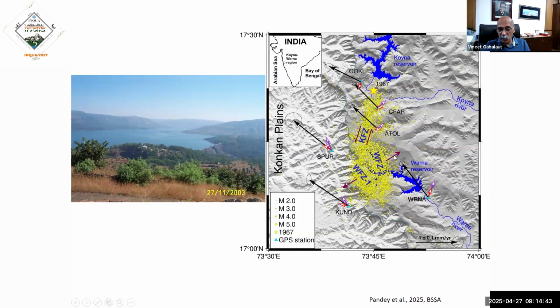This is the Koyna reservoir here. This is the Warna reservoir here, and all these earthquakes are small magnitude earthquakes. And there was a strong magnitude earthquake here in 1967, which is considered to be reservoir triggered. But then again, the whole point is, where from does it get the strain energy? A reservoir cannot provide that much strain energy to cause a big earthquake. A reservoir can only be a triggering mechanism, but it cannot cause an earthquake.